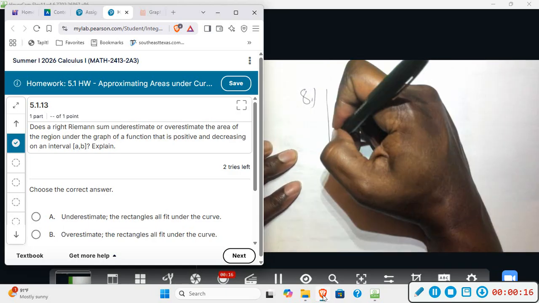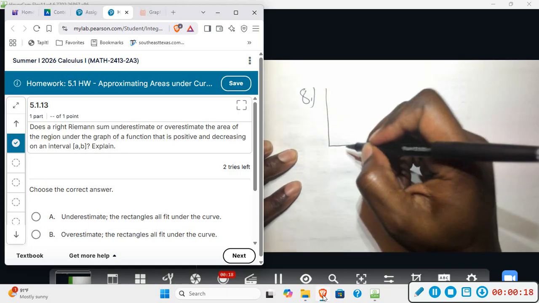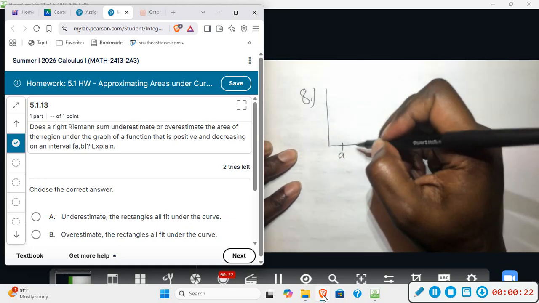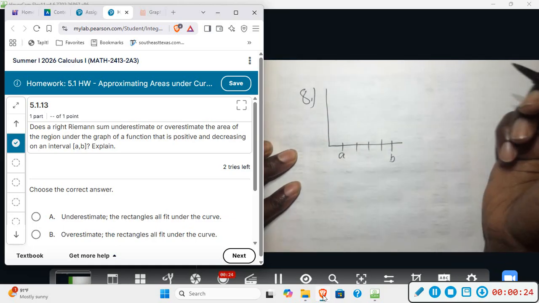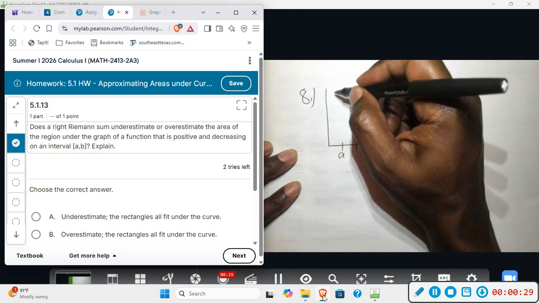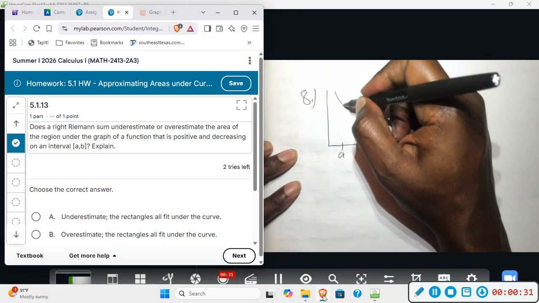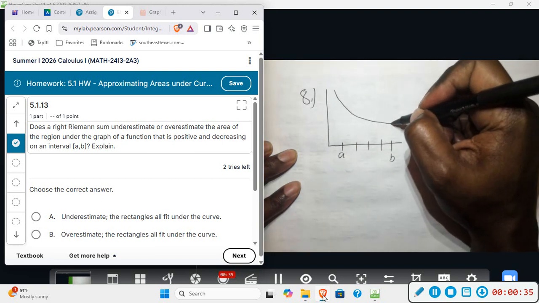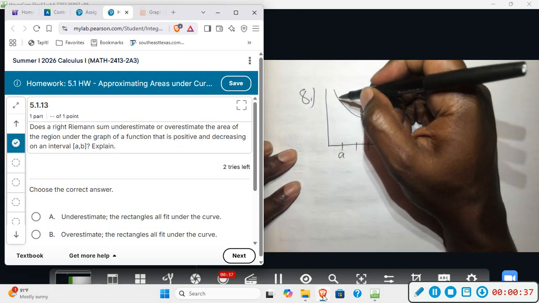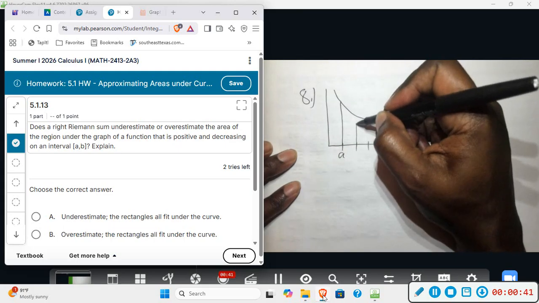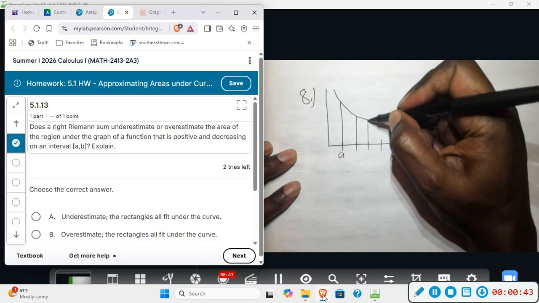Let's just do a little model. We'll call this A, and this is B. Let's just make a couple of partitions. Not really, doesn't matter. And let's say we have a positive function, but it's decreasing. So something that is kind of like decreasing, could be a straight line, could be a curve, doesn't matter. Now we're going to do the right Riemann sum. So I will extend each line up until it touches the graph.